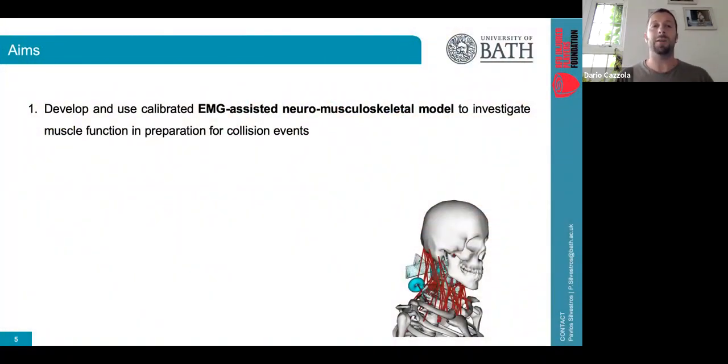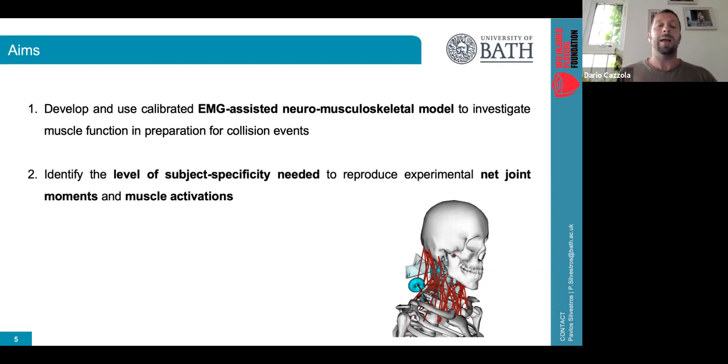Therefore, the aims of this study are, first of all, to develop and use a new EMG-assisted neuromusculoskeletal model to estimate such neck muscle activation during dynamic events or collisions. And the second one was to identify what level of subject specificity is needed to really reproduce the data that we collect, in this case neck joint moments and muscle activations.